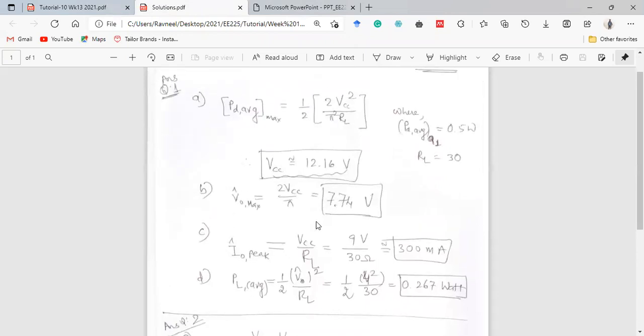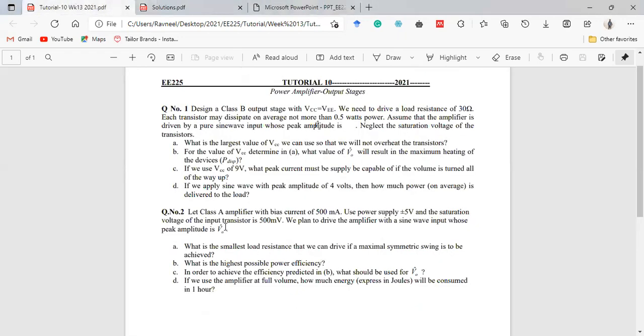Basically, the formulas were there. You just need to plug in the values, okay? So is everyone okay with question number 1? Okay. Let's move on to question number 2.